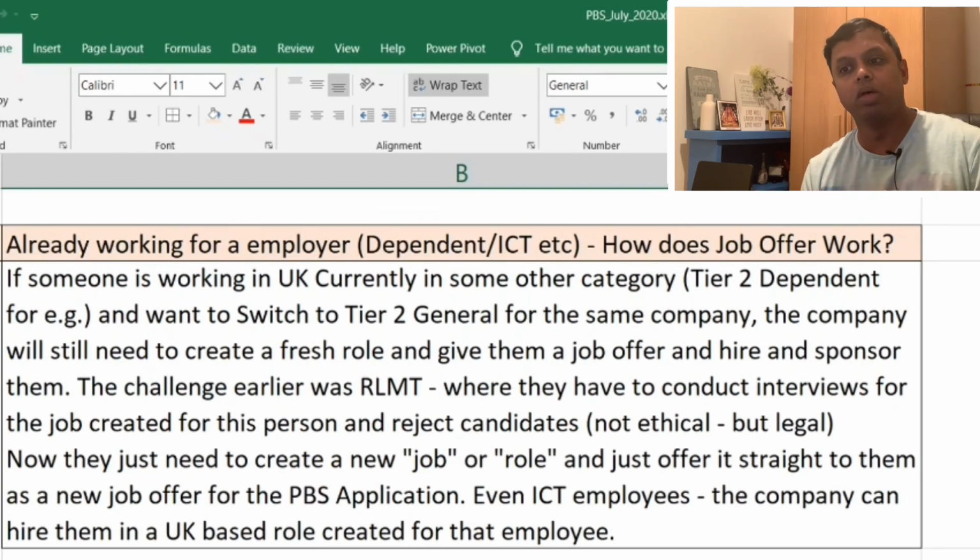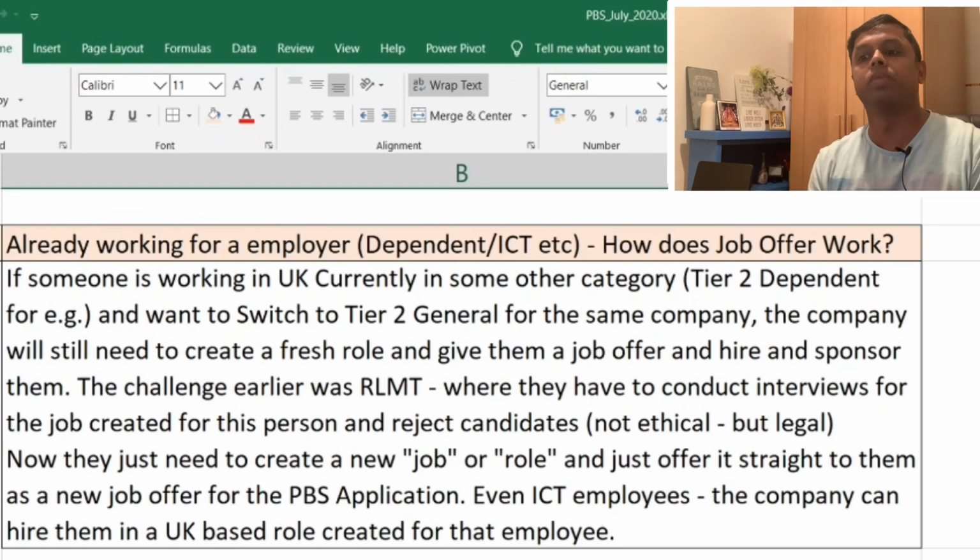What used to happen was, even before this was possible, companies who hire dependents, for example, if they want to give them a tier 2 general, they have to create a job for them. And before they can offer them a role, they have to demonstrate that this job is for them. So they'll have to publish it, like I said, conduct interviews, reject candidates. Basically not ethical, but they used to do it. And then they used to basically say that only this person is eligible for that job and we have to hire this person, offer them that job. And using that job offer is when they'd get a tier 2 general job.